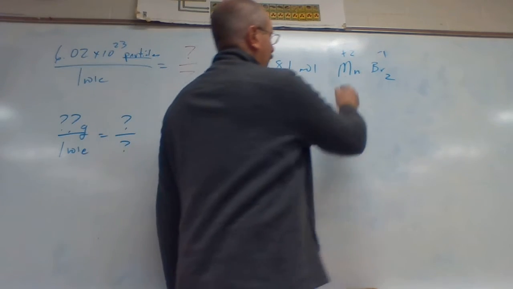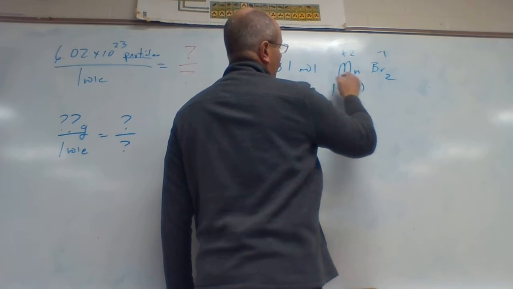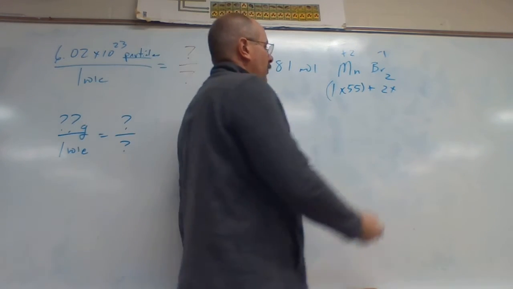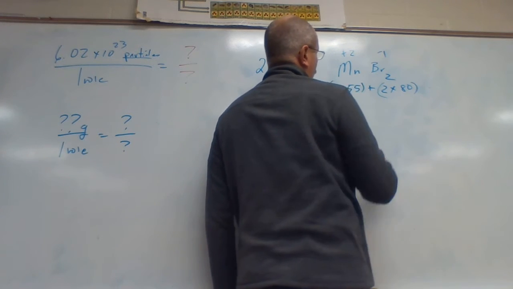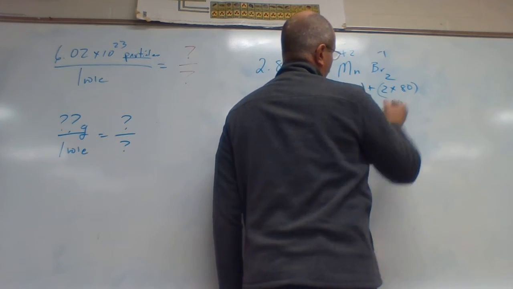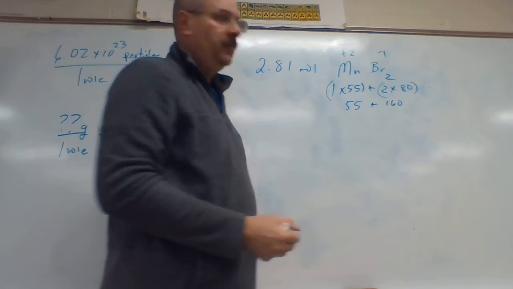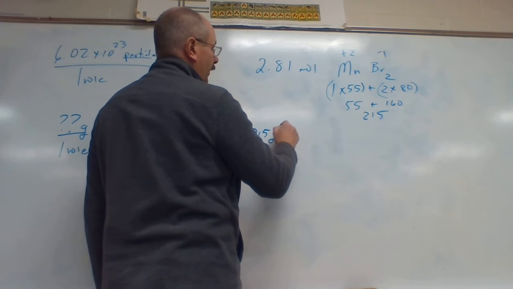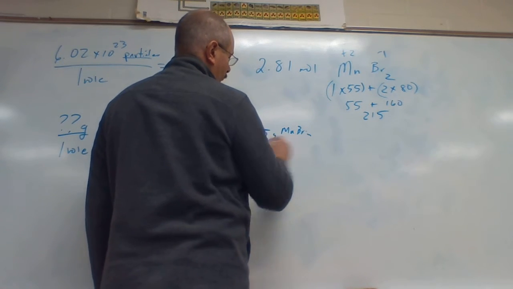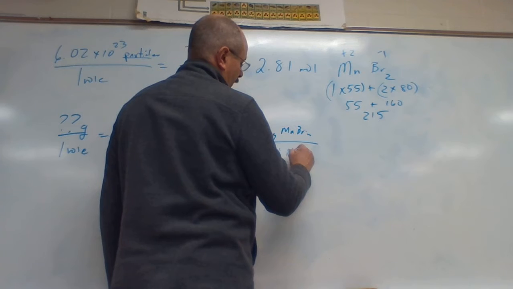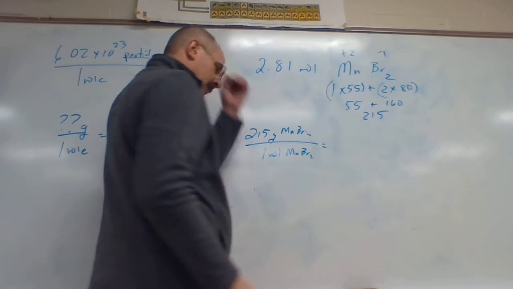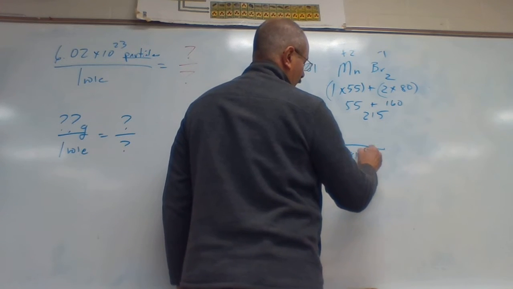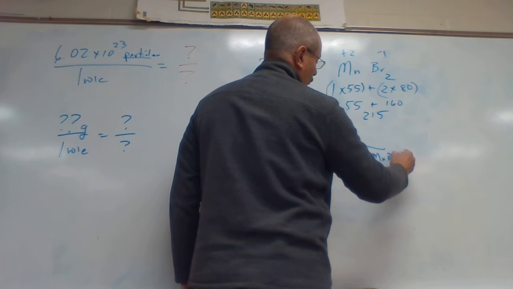So now multiply these out: I get 1 manganese times 55 from the periodic table, plus 2 bromines times 80. So that's 55 plus 160, which comes to 215. So 215 grams of MnBr2 is 1 mole of MnBr2. I don't have 1 mole, I got 2.81 moles of MnBr2.